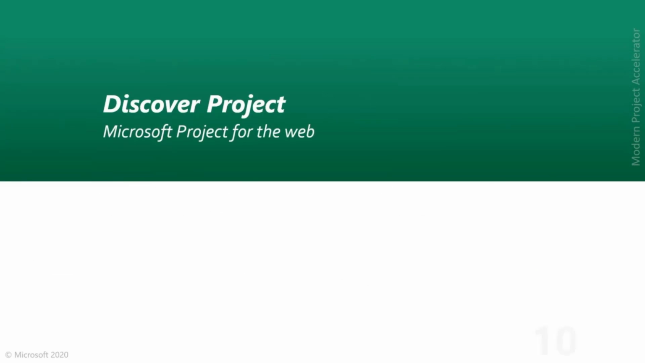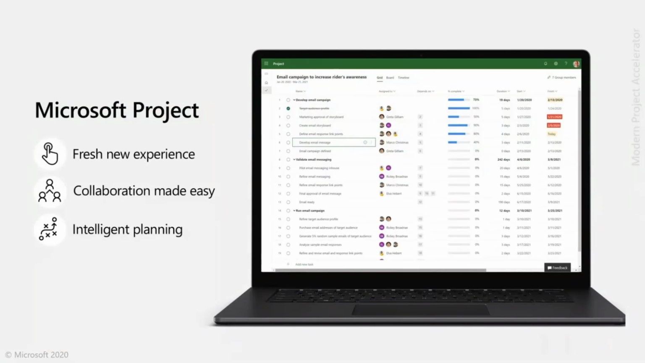Let's talk about Microsoft Project for the Web, our reimagining of Microsoft Project on the Power Platform. We first released Project for the Web at Ignite 2019, so hopefully you're already familiar with it and are using it. With Project for the Web, we've delivered a fresh new experience for modern work and project management. Because Project for the Web is natively integrated with Teams and Office 365, we've made collaboration easy, both within the native Project for the Web experience, as well as within Teams.